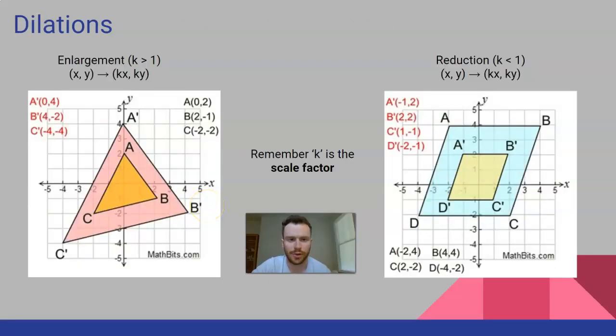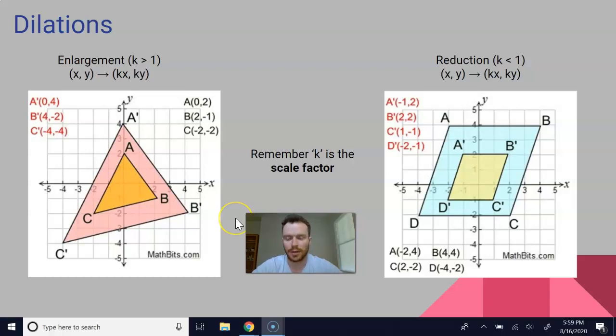Finish up by covering stretches and compressions, but we need to review dilations from geometry before we can get there. The picture to the left, triangle ABC is being dilated to become larger. This is an enlargement. When the scale factor, which is k, is greater than 1, the triangle is going to get bigger. And in this case, the scale factor is actually 2. The triangle is getting twice as big.